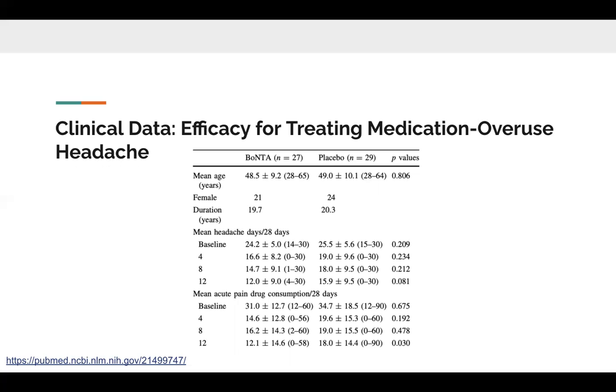So while the results do show a correlation between taking Botox and a reduction in both headache days and acute drug consumption, as can be seen here and here, the p-values were quite large, except for the mean acute pain drug consumption for 28 days after 12 weeks. So while the results do show a correlation, the data isn't really statistically significant, except for that one value.